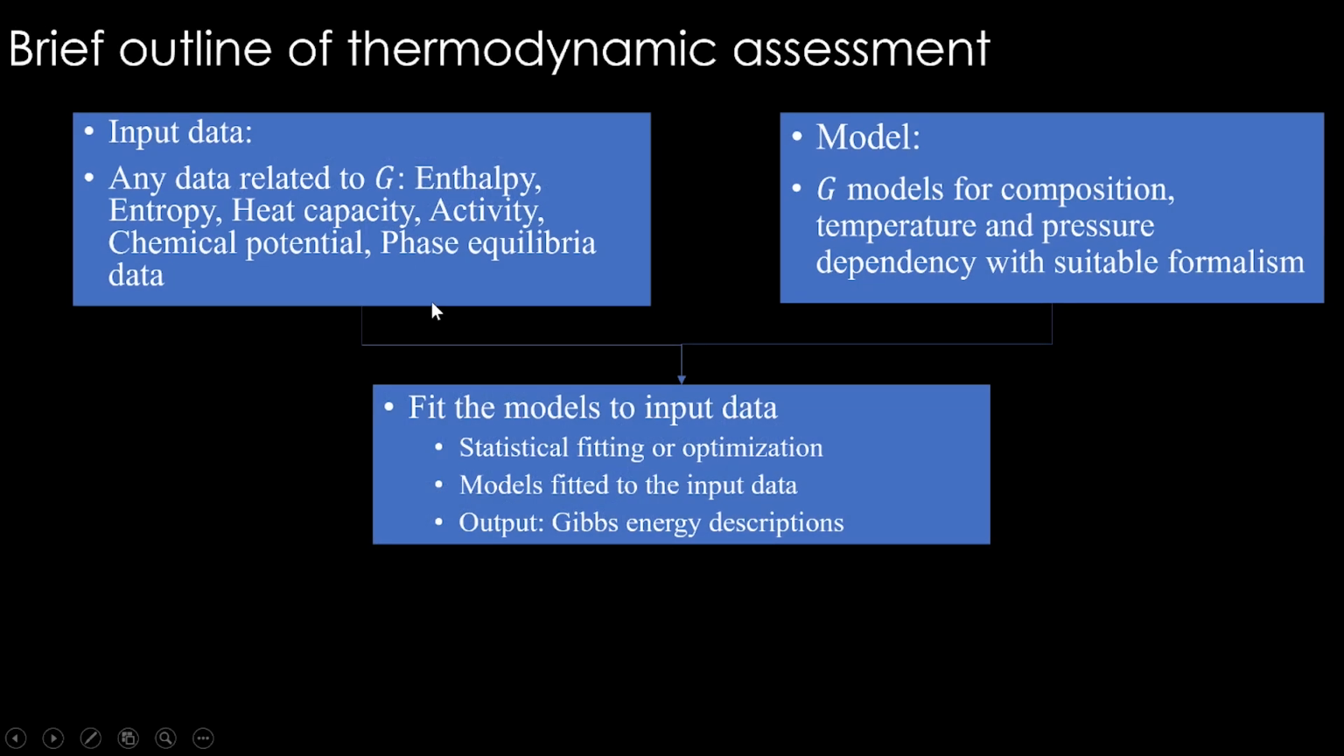Okay, so the map is already there in your mind now, and this is where we are going to use the optimization, to fit the models to input data. We have the input data on one side, models on the other side, and statistical fitting, or optimization, will be done. We will be using this word optimization for this. And once the models are fitted to input data, we get the output of Gibbs energy description.